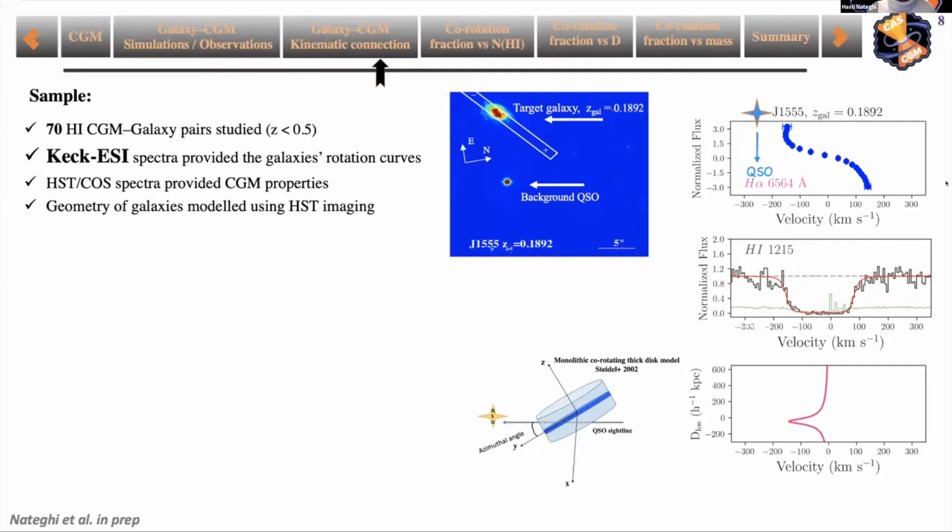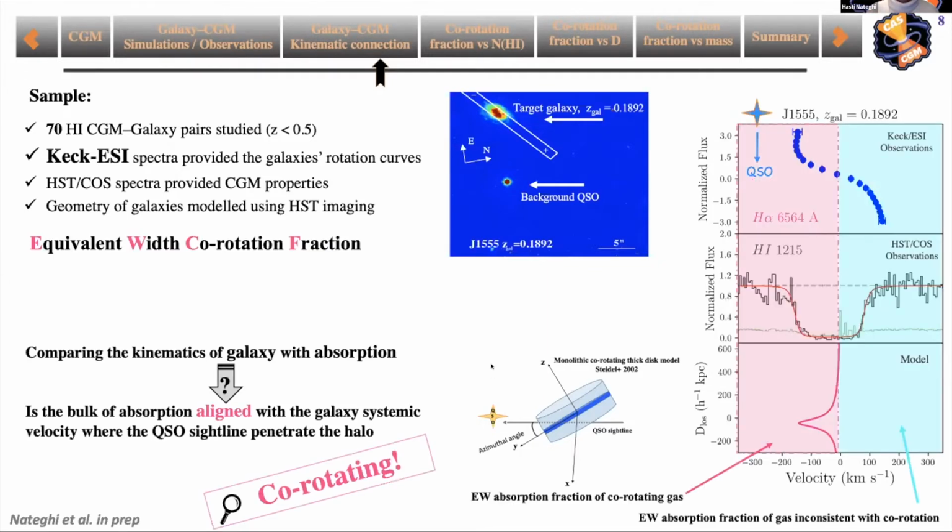And to examine whether the absorption can be explained with accretion or corotation, we calculate the equivalent width corotation fraction of gas. So we compare the kinematics of the galaxy with the absorption to see whether the bulk of absorption is aligned with the galaxy's systemic velocity where the quasar sightline penetrates the halo. For example, in this system, the bulk of absorption is aligned with the left side of the galaxy systemic velocity where the quasar intersects the halo.